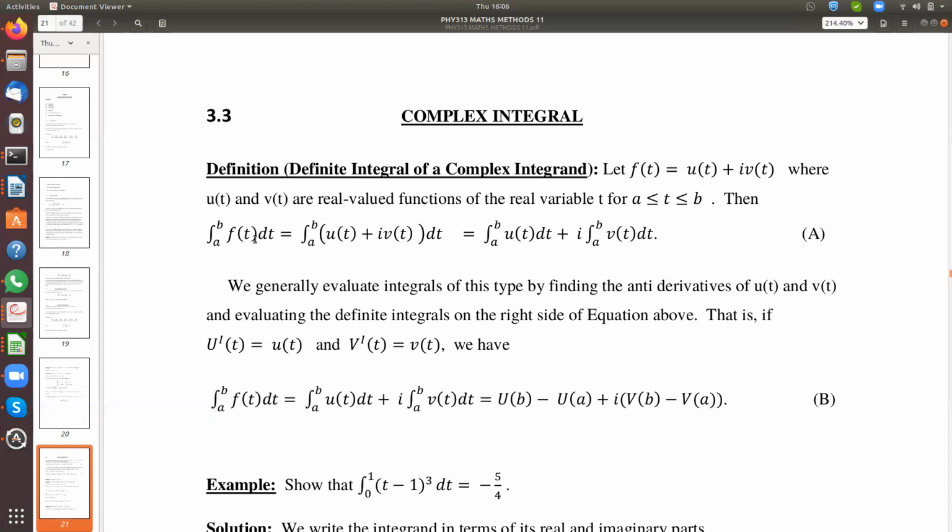So f of t, now if you said f of t is equal to this, then if you replace f of t in this expression with the whole of this, now you have u of t plus i v of t, then dt.